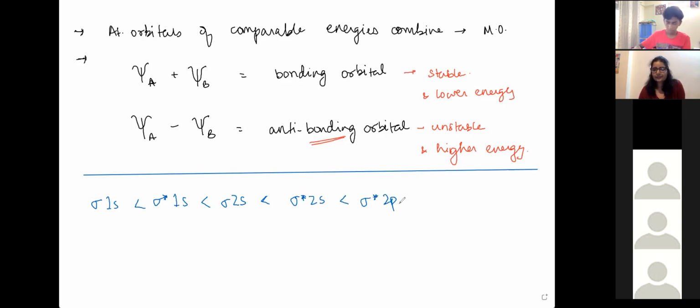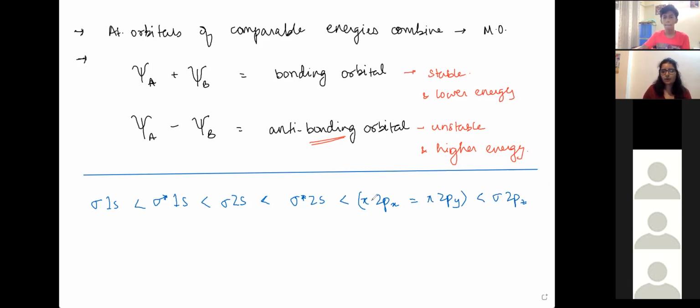Then there was pi 2px and pi 2py. So you have pi 2px equal to pi 2py, both at the same level, followed by sigma 2pz. So this is for everything. Ritu, you were saying the anti-bonding one. These two get interchanged. You get sigma 2pz before the pi orbitals for oxygen and fluorine alone.